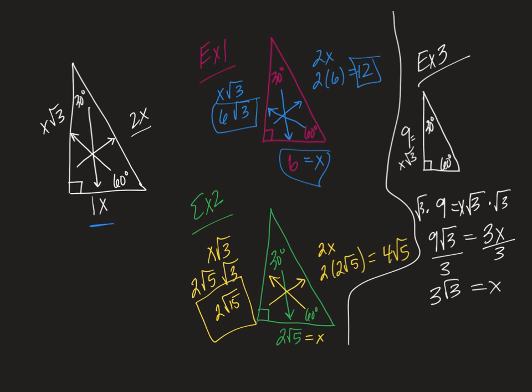That means I can plug that in right down here. This is 3 radical 3. Now the side across from 90 is going to be twice that. So 2 times 3 radical 3. Remember, this is our 2x. So that's going to give me 6 radical 3. And there you go.